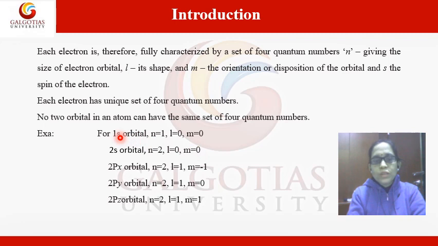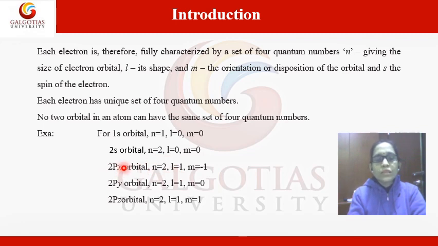When you compare this 1s and 2s orbital, what are you seeing? L and m are similar, but n is different. You know that p subshell has 3 orbitals, px, py and pz. So suppose we are considering 2px orbital. For 2px orbital, n is equal to 2 and what is the value of m?